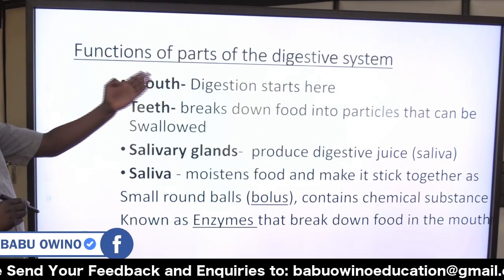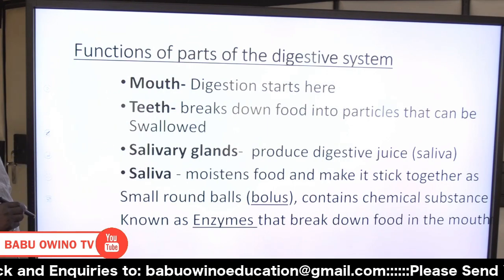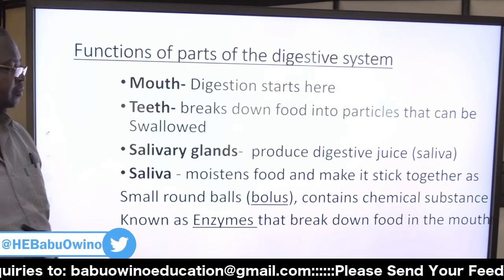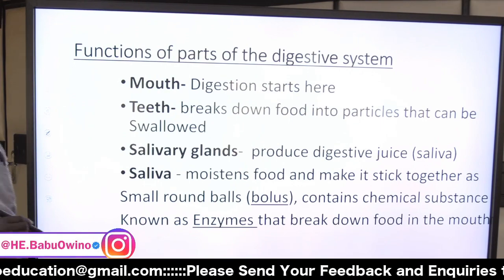Functions of parts of the digestive system. Mouth, teeth, you can read. Those who are taking short notes, 10 seconds. The summary of what we have discussed is on the board.